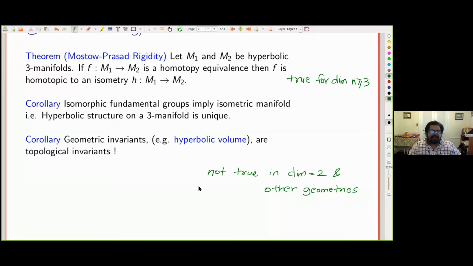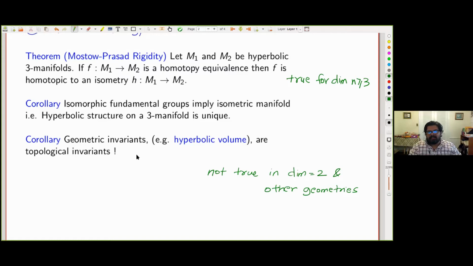This has a great consequence. It means that all geometric invariants we compute, for example volume or systole length or the canonical cell decomposition, etc., are all topological invariants. So that immediately gives us a lot of invariants to work with.